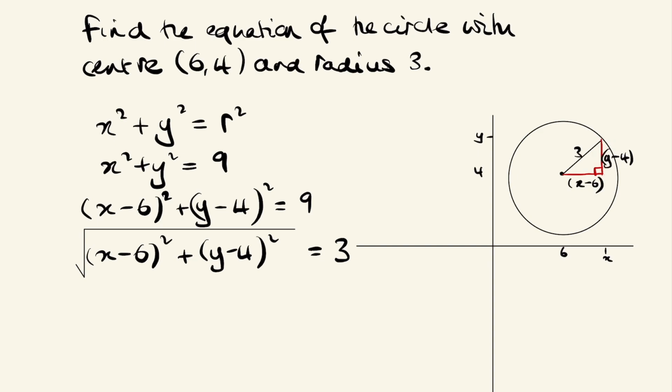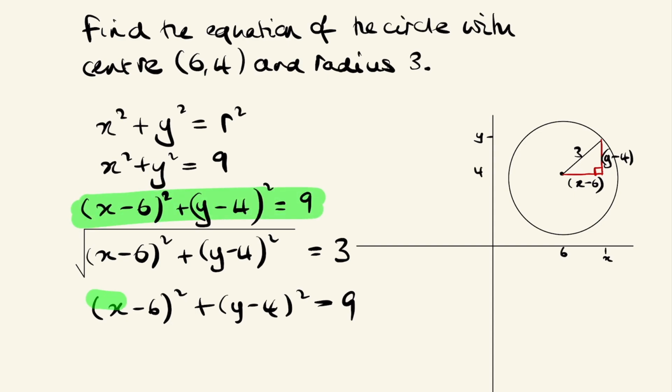So we've used Pythagoras. x minus 6 squared plus y minus 4 squared, all square rooted, should give us the length of the hypotenuse. And that's how we'd write it. Now, if I wanted to get rid of this big square root sign on the left hand side, I could square through. And if I square through, I get x minus 6 squared plus y minus 4 all squared equals 3 squared, which is 9. Exactly as we had here.